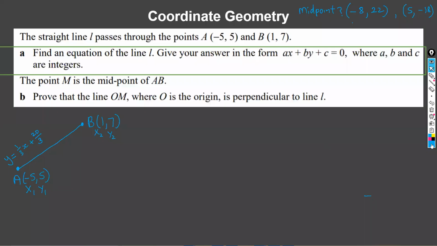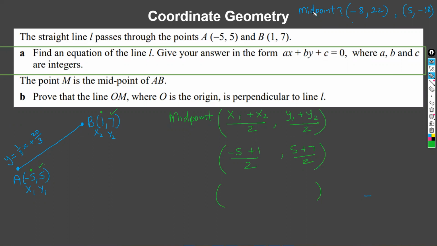All right, so to find the midpoint, the formula says what you need to do is add the 2 x coordinates and divide by 2, and then we add the 2 y coordinates and divide by 2. So for this one, it will be minus 5 plus 1, and we divide by 2. That's the 2 x coordinates. I'll put little dots over there. And then for the y coordinates, I'll put little ticks over there: 5 plus 7 divided by 2.